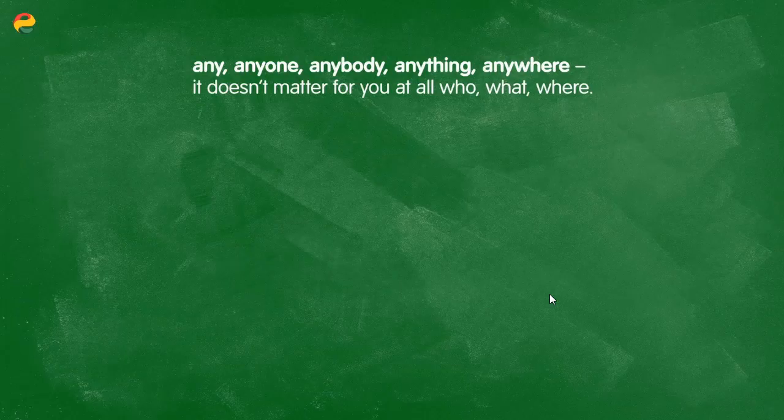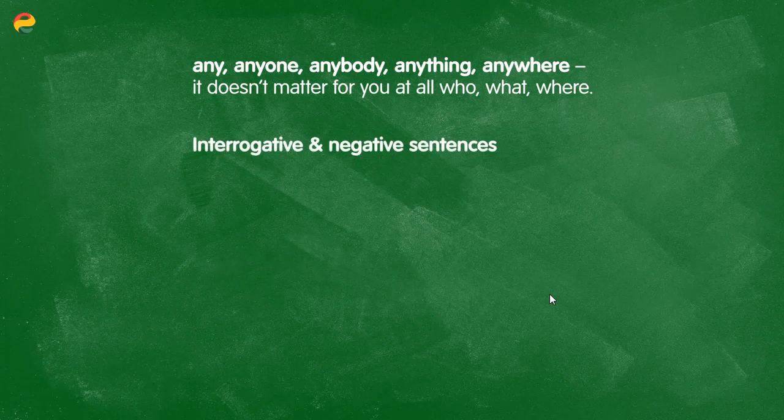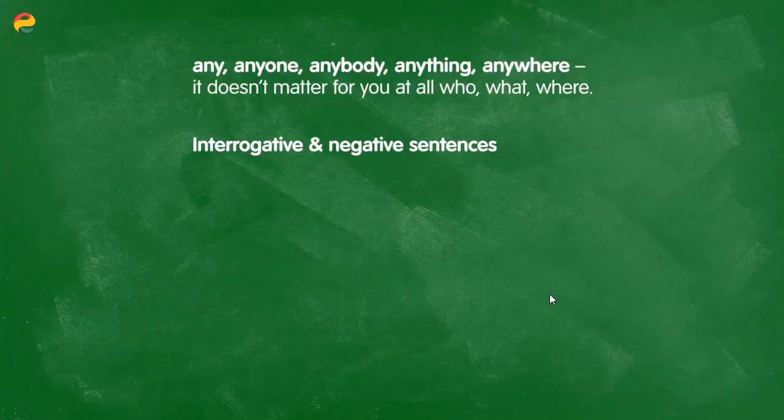Now, the indefinite pronouns any, anyone, anything, or anywhere tell you that it doesn't matter at all who or what or where the action or the act sees as an object. And any will usually replace some in interrogative or in negative sentences. So let's look at this in a couple examples.